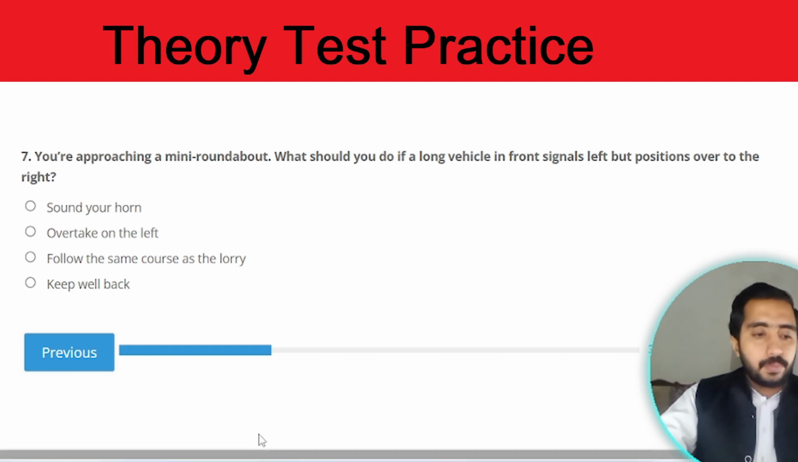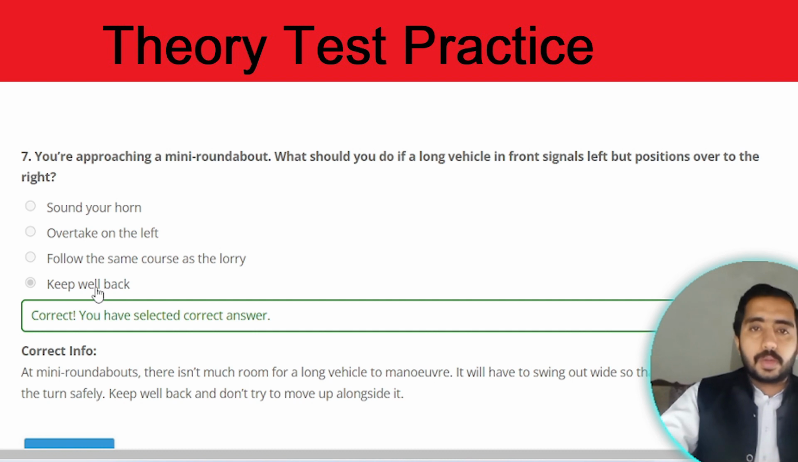Next question, question number 7. You are approaching a mini roundabout. What should you do if a long vehicle in front signals left but positions over to the right? The correct answer is you need to keep well back. Option D is the correct one.